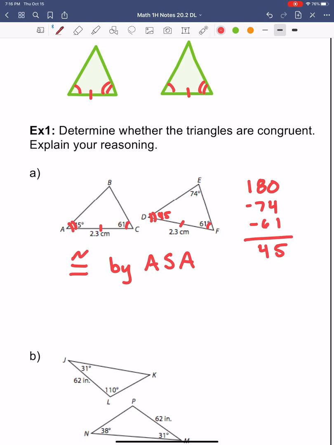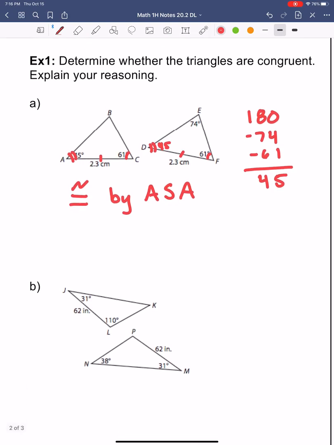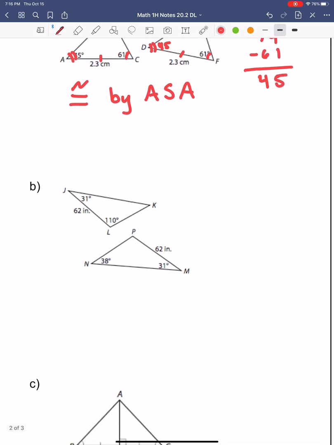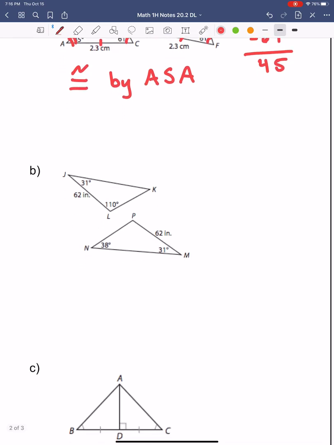All right, and we'll keep moving here. We'll check out letter B here. So same idea. Let's check out what we know right now. We've got that side PM, which is 62 inches, is congruent to side LJ, which is also 62. And we know that angle M is congruent to angle J because they're both 31. Okay, and then since we need this side to be in between the angles, that means that we would need P and L to be congruent.